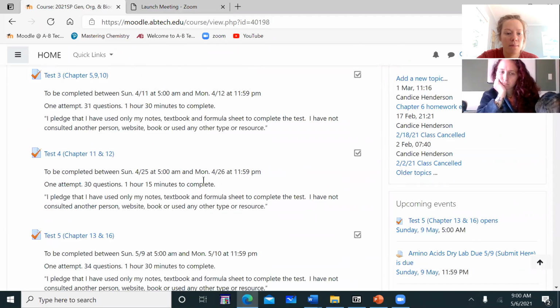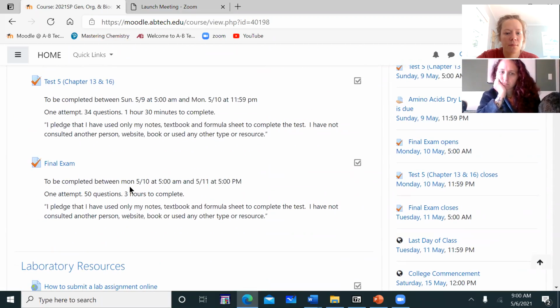Just want to double check and make sure. It opens Monday at 5 a.m. and closes Tuesday at 5 p.m. Your final will close early because I have to get your grades in at like 8 a.m. the next day, so I need to make sure that that is completed. There is some overlap in time for test 5 and the final exam. They're both going to be offered on Monday as well. So if you want to just have a chem test day on Monday, you can do that as well.